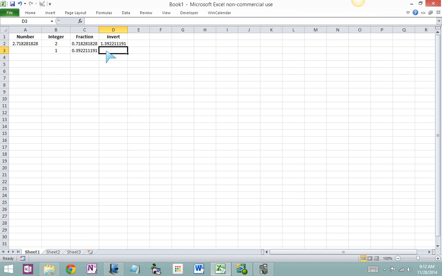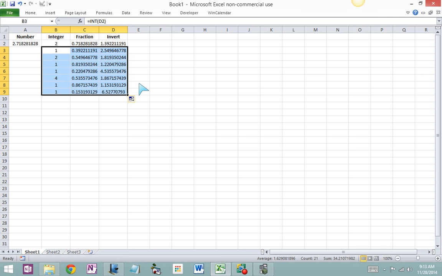We want to get the inversion of this thing here. So remember, it was 1 over C2. Now we want it 1 over C3. So if we copy down, it automatically moves that up to C3. And from now on, these 3 columns we can copy down, and we'll get each continual iteration. And there we have them.